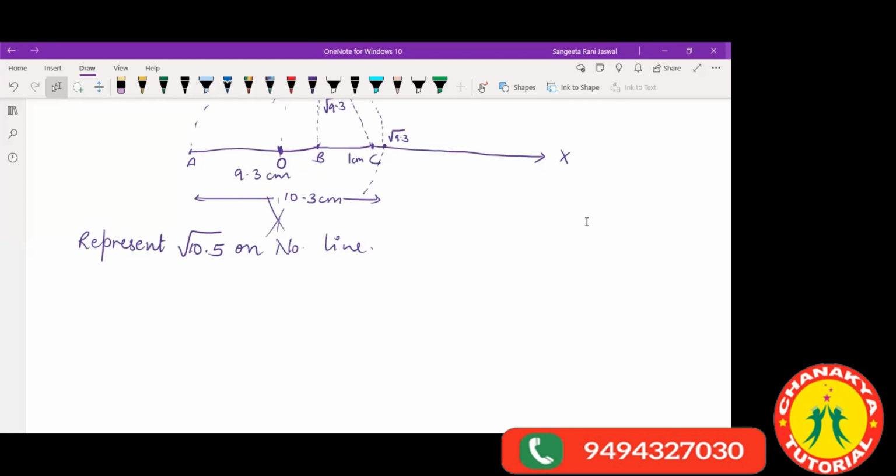So the final answer is when you take that distance on the x-axis. Don't keep it as just the perpendicular distance BD. With BD as the radius and B as the center, make an arc so that it intersects the x-axis. Wherever you get the point on the x-axis, that distance is root over your number, 10.5.